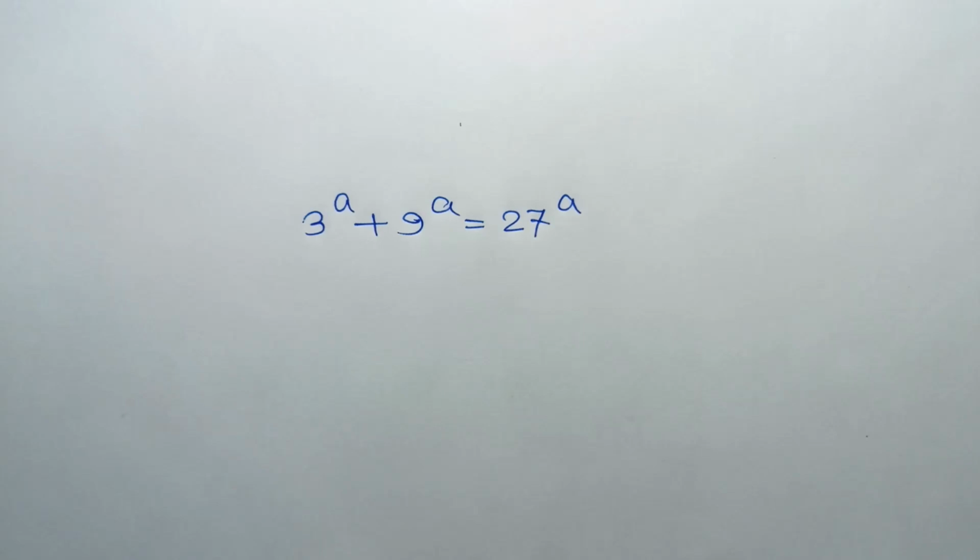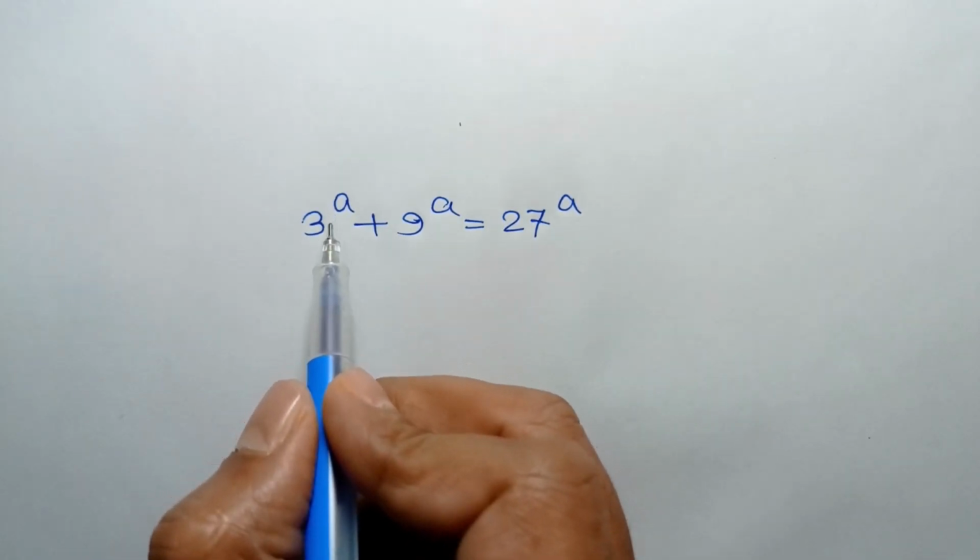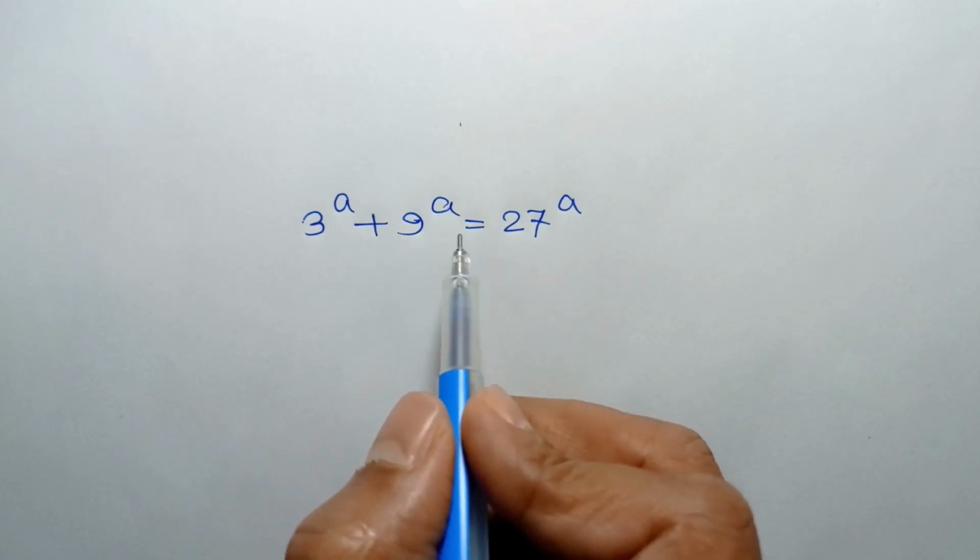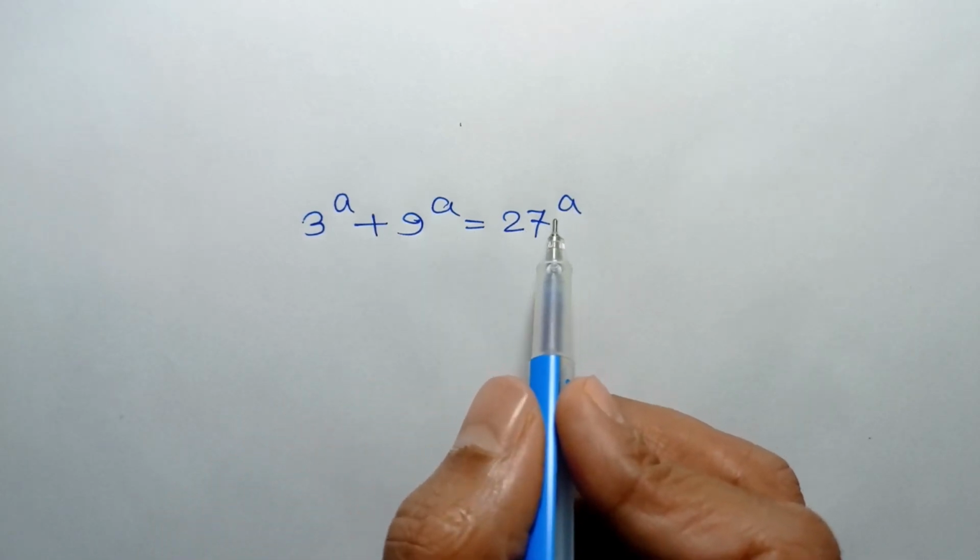Hi everyone, in this video I am going to show how to solve this exponential equation: 3 to the power a plus 9 to the power a is equal to 27 to the power a.